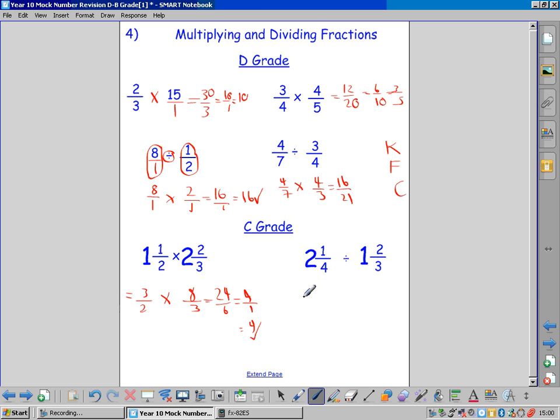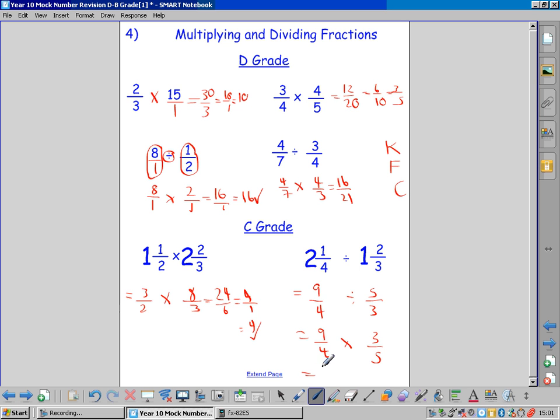Division of mixed fractions. Go top-heavy first of all. 2 times 4 is 8 plus 1 is 9. Keep the 4 on the bottom. Divided by 1 times 3 is 3 plus 2 is 5. It's division of fractions, the KFC method. Keep the first one. Flip the second one. Change the sign to a times.